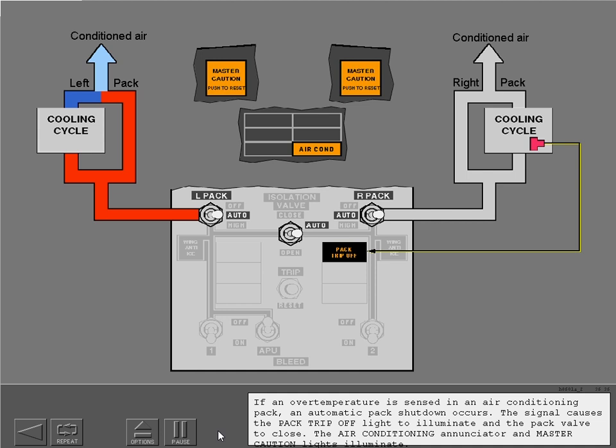If an over-temperature is sensed in an air conditioning pack, an automatic pack shutdown occurs. The signal causes the pack trip-off light to illuminate and the pack valve to close. The air conditioning annunciator and master caution lights illuminate.